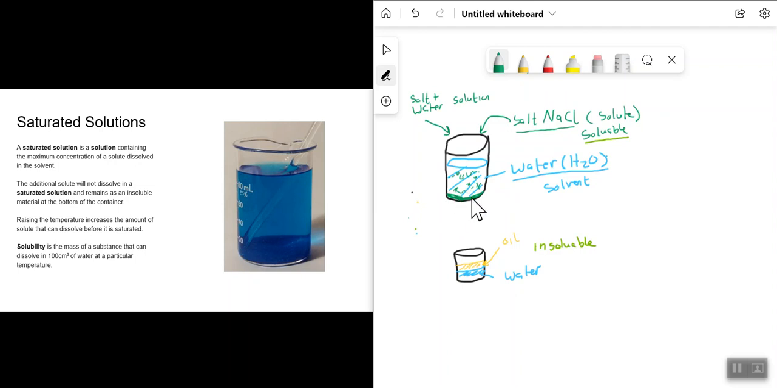Now, if I want to dissolve more solute into it, I can add heat. I can start to heat this up. So, heat.